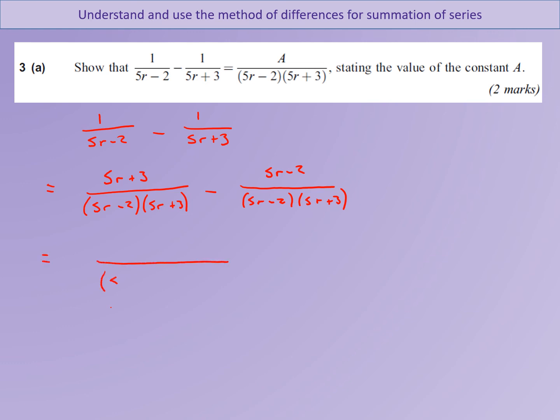So we put these together. The common denominator is 5r minus 2, 5r plus 3. The numerator is going to become 5r plus 3. Careful with the minus for the second fraction, so we've got minus 5r and then minus minus 2, which is just plus 2. So that gives us 5r minus 2, 5r plus 3 on the denominator. The numerator, we've got 5r minus 5r's cancelled out, 3 plus 2 is 5. So the answer to part A is A equals 5.